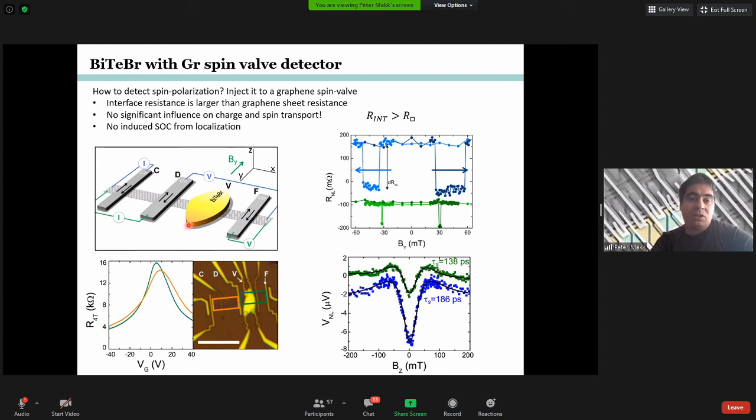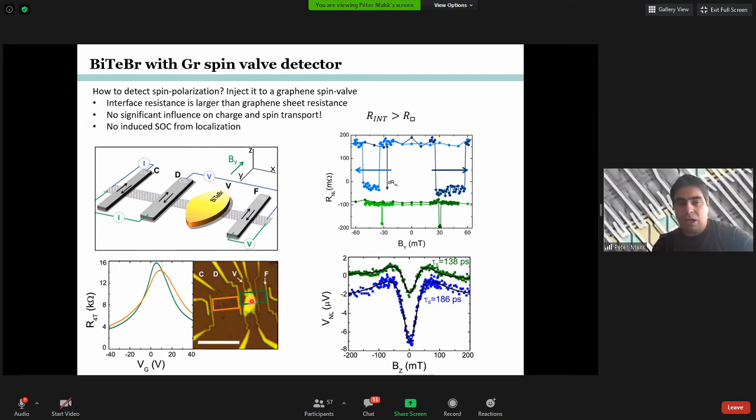And the reason for this is that there's a large interface resistance between the bismuth tellurbromide and graphene. With 3-terminal measurements, you see that we have some contacts on the bismuth tellurbromide flake. You can verify this, and that we have interface resistances in the 20-30 kilo ohm range. So now in this case, there's no induced spin orbit interaction.